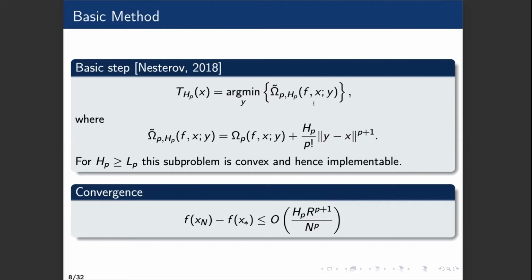So the convergence of such a scheme is rather good. It's N to the power of p. Naturally, for gradient descent, p is equal to 1, so it's only N. For the cubic Newton method, p is equal to 2, and our focus will be p equal to 3. So it will be N to the power of 3.